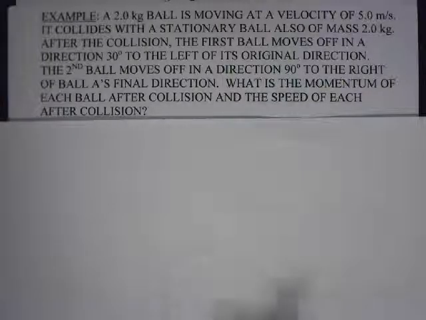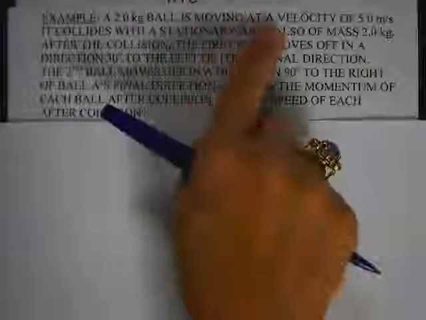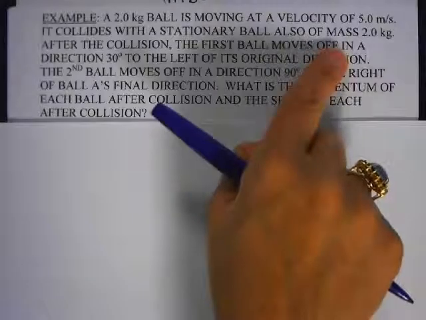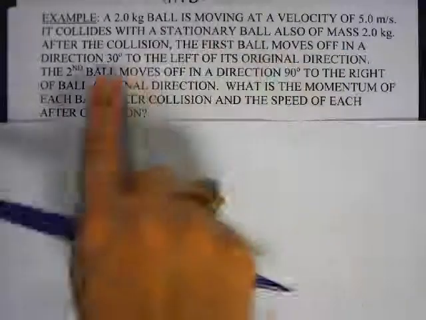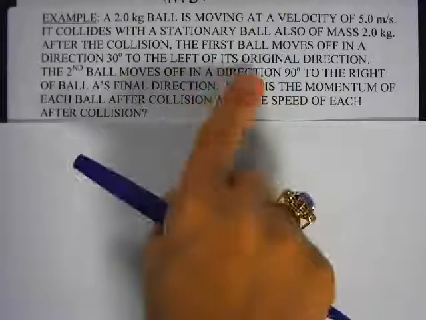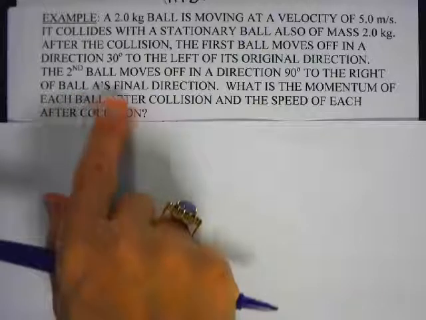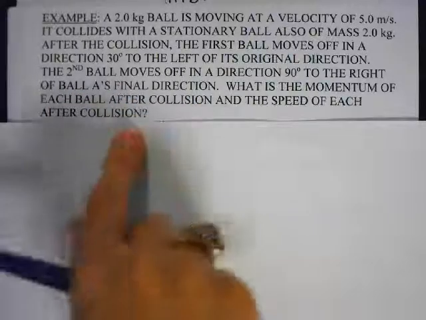All right, now we're going to work the example in the notes together. It says a 2-kilogram ball is moving at a velocity of 5 meters per second. It collides with a stationary ball also of mass 2 kilograms. After the collision, the first ball moves off in a direction 30 degrees to the left of its original direction. The second ball moves off in a direction 90 degrees to the right of ball A's final direction. What is the momentum of each ball after collision and the speed?